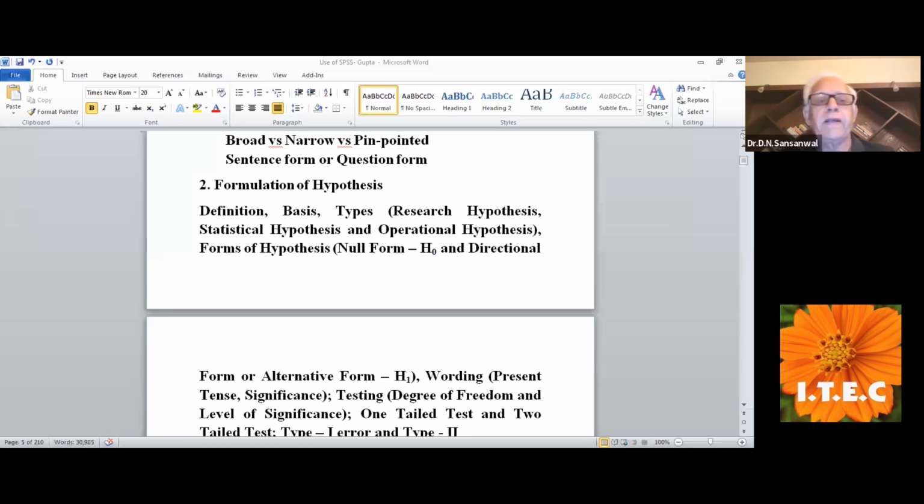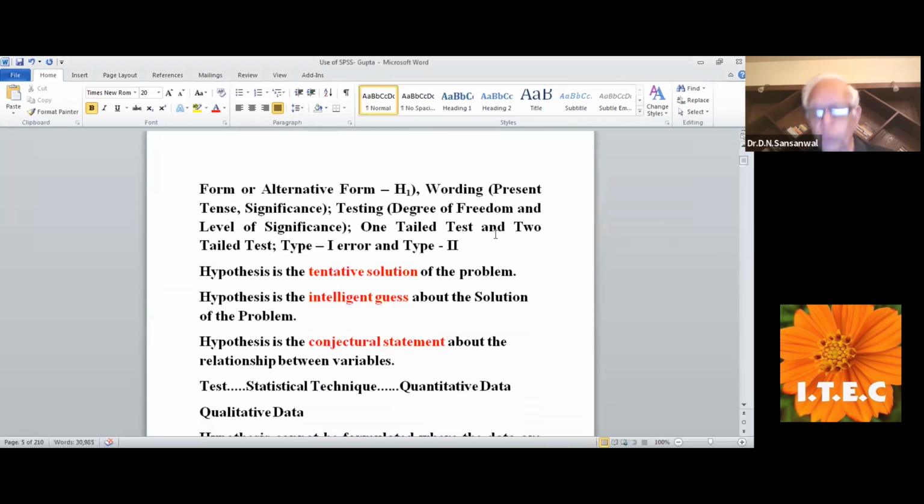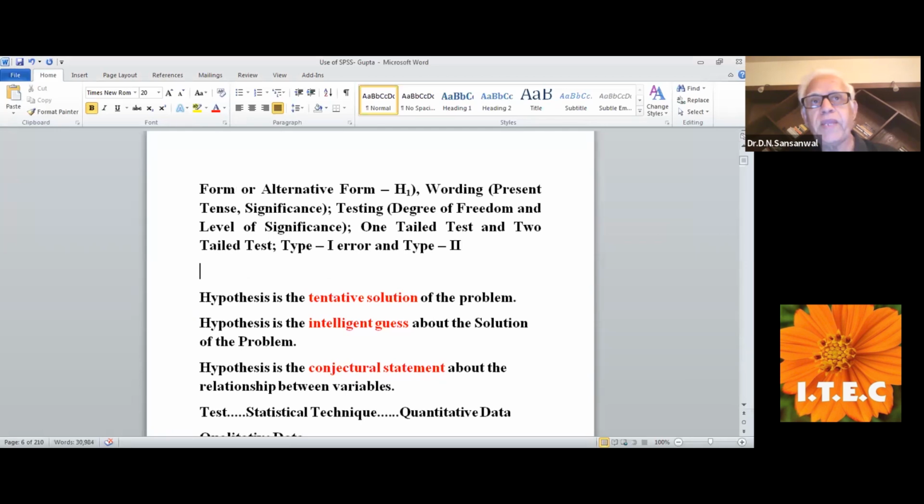Now, those researches where you do not have the hypothesis, then the second step will be the data collection. But wherever formulation of hypothesis is the second step, then the third step will be data collection.